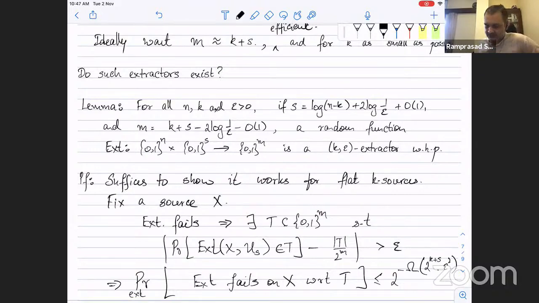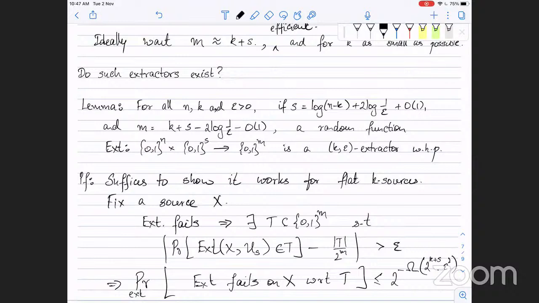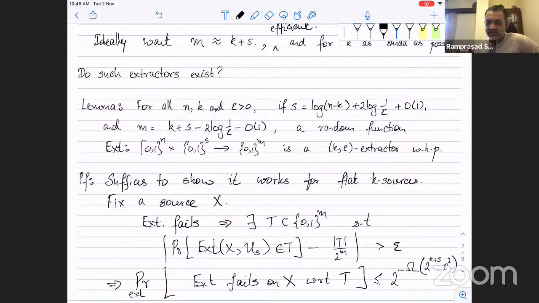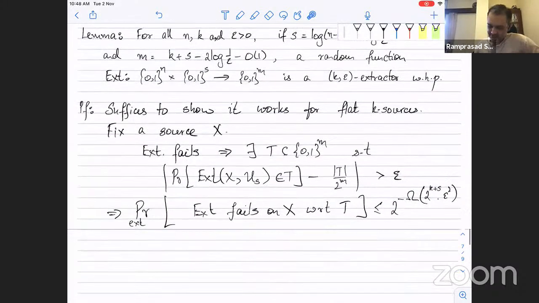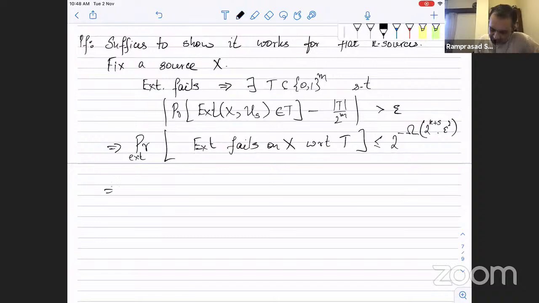Sushant, did you have a question? No. Okay. So this is the probability of the extractor failing on one particular K source and one particular test. But fortunately, this number is so small that we can afford to take a union bound over all of them. So this implies that the probability over the choice of the extractor, that the extractor fails for some X and T.